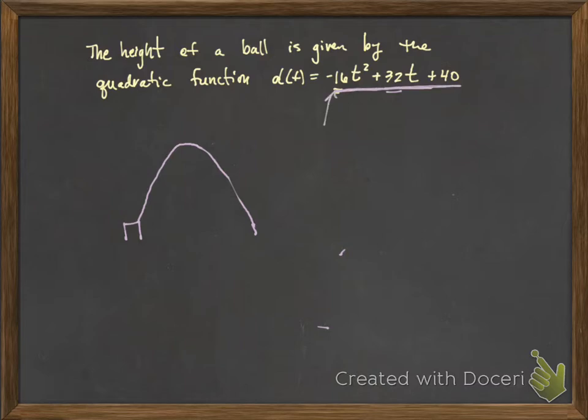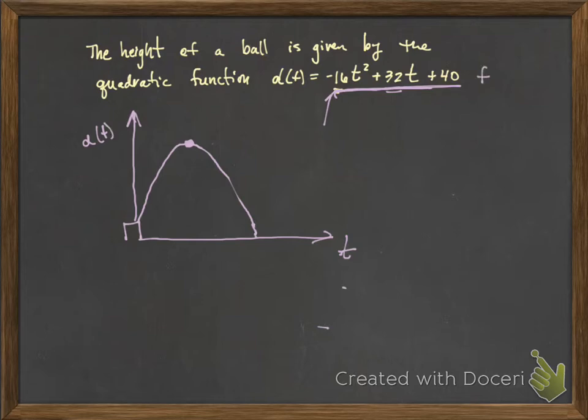We know that the coefficient in front of the square term is negative, so it's a downward opening parabola, and it has a vertex. Now let's talk about what's happening at the vertex. The x-axis is time in this case, and the y-axis is the distance above the ground. That's your d(t). All right, excellent.